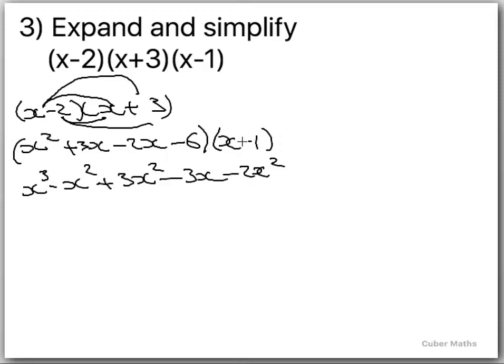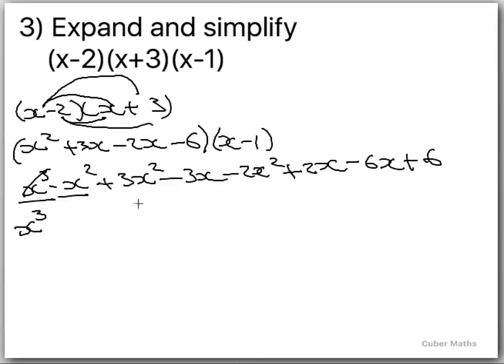Minus 2 times minus 1 is going to give us plus 2x, because the minuses cancel each other out, so we're going to get plus 2x. Then minus 6 times x is going to give us minus 6x. Minus 6 times minus 1, that's going to give us plus 6, because again the minuses cancel each other out.